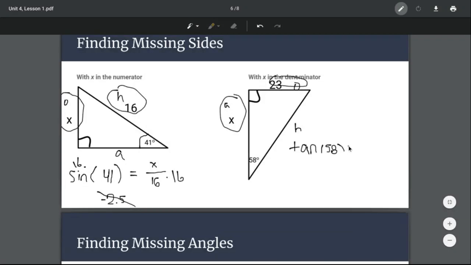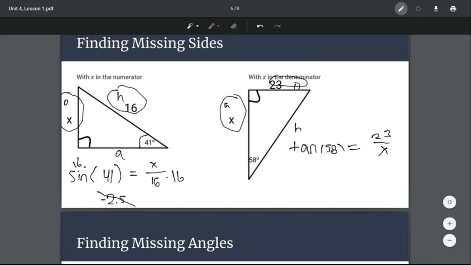Sorry. But then you're going to multiply that by not x over 23, 23 over x, because it's OA, not AO, or whatever you would say. 23 over x. This time you cannot multiply both sides by 23. That is not a thing you can do.